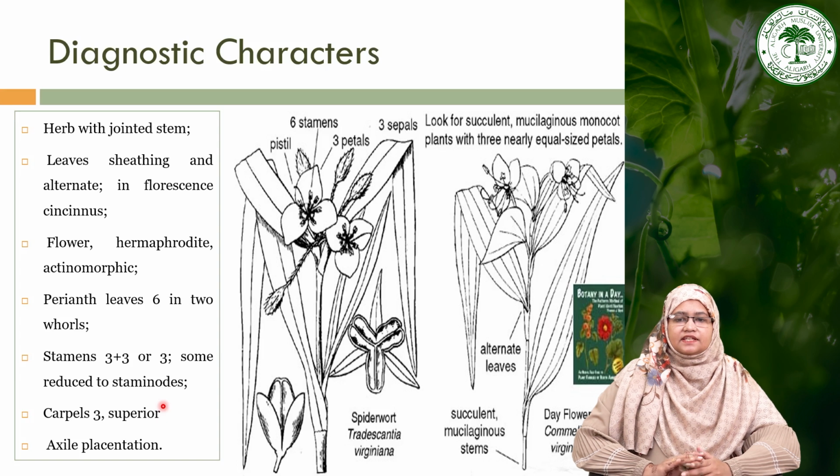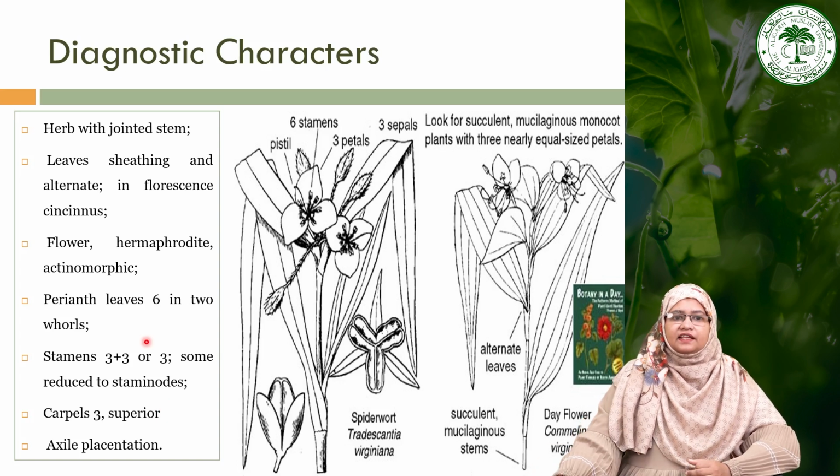So, if we see the diagnostic characters of this particular family Commelinaceae, they are generally herbs with a jointed stem. As we can see here, they have a jointed stem with swollen nodes. They have a sheathing leaf base and alternate arrangement. As we can see here, the inflorescence is cincinnus. Flowers are hermaphrodite, that is bisexual, actinomorphic. Perianth leaves are 6, which are arranged in 2 whorls.